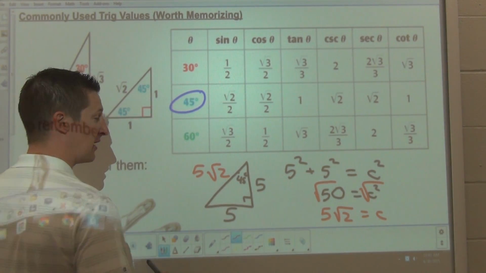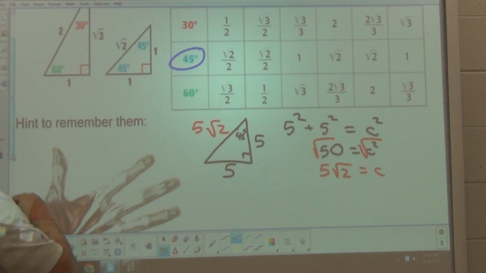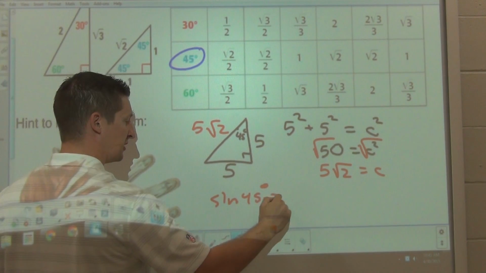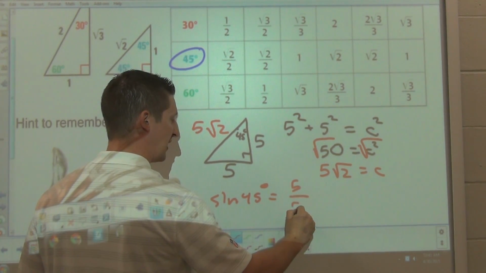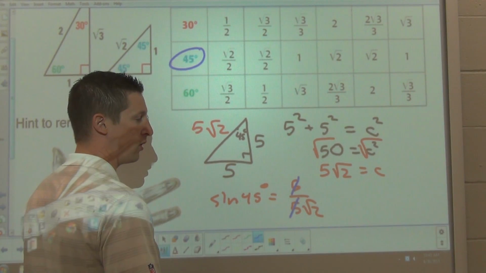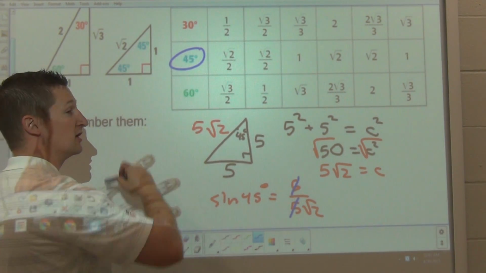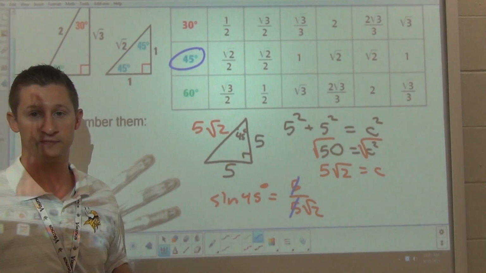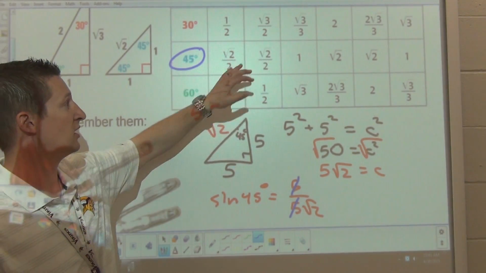So when I go ahead and find my ratios for sine, cosine, etc., I want the sine of 45 degrees according to this triangle. That's going to be 5 over 5 times the square root of 2. And guess what? Those 5's cancel, turn into 1's. All of a sudden I have the same expression I did here. 1 over the square root of 2 turns into the square root of 2 over 2. Okay? That's going to be true for sine, cosine.